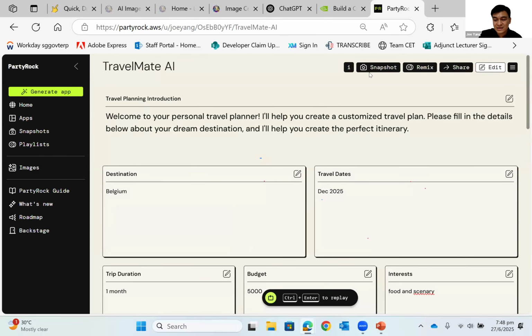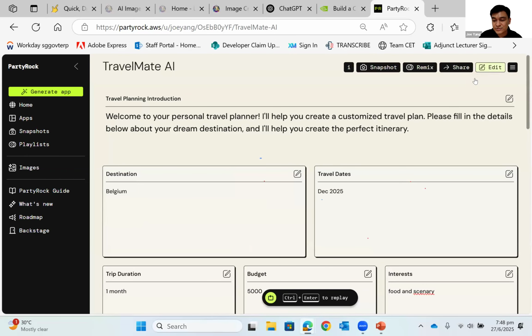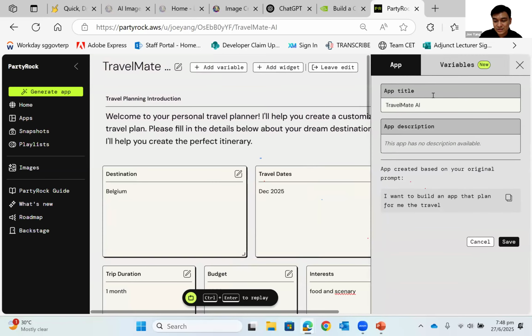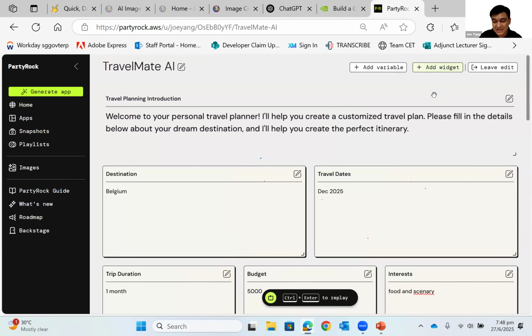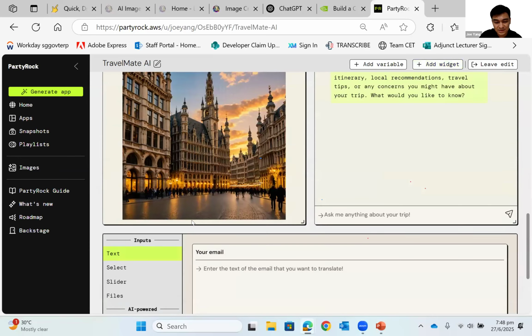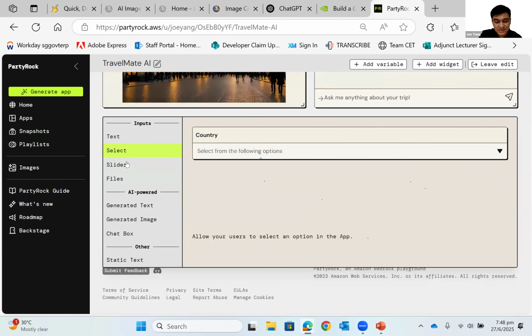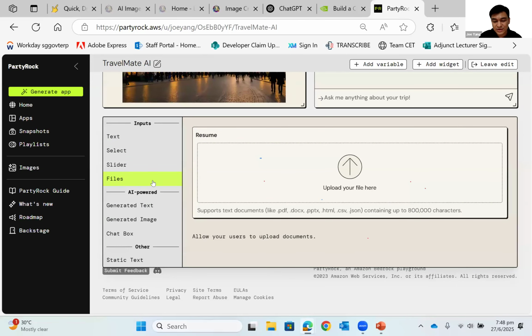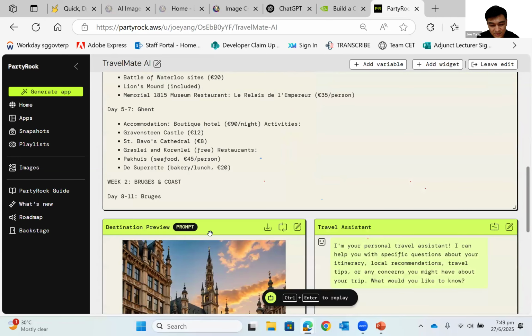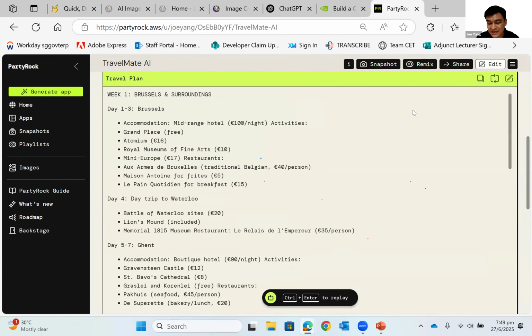If you want to customize this AI platform, yes, you can. Click on the edit button. You can add other tools and widgets, for example variables, and widgets like image, destination preview. You can also add sliders and file uploads. You can add many things. You can play around with this. Okay, let me add this. After I'm ready, I will click exit and leave the edit.